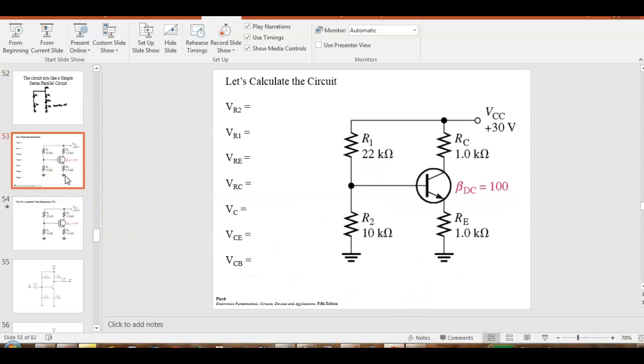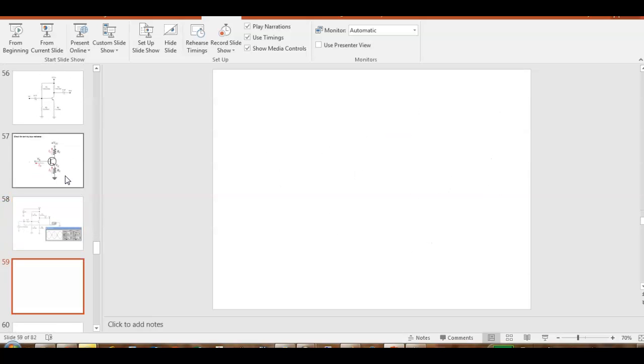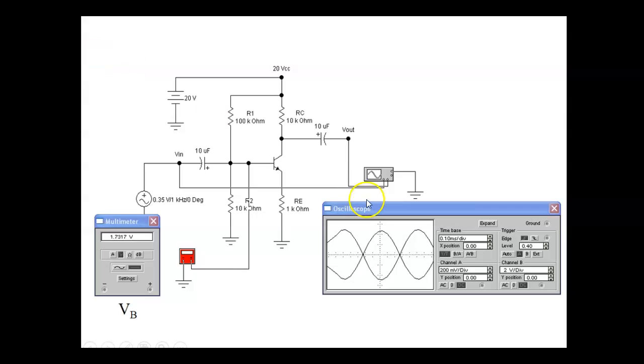So I have several methods. We've got different ways. We have what we call a swamp arrangement, but we're not going to get into that. So these two capacitors right here are called what capacitors? What's the name of these capacitors?